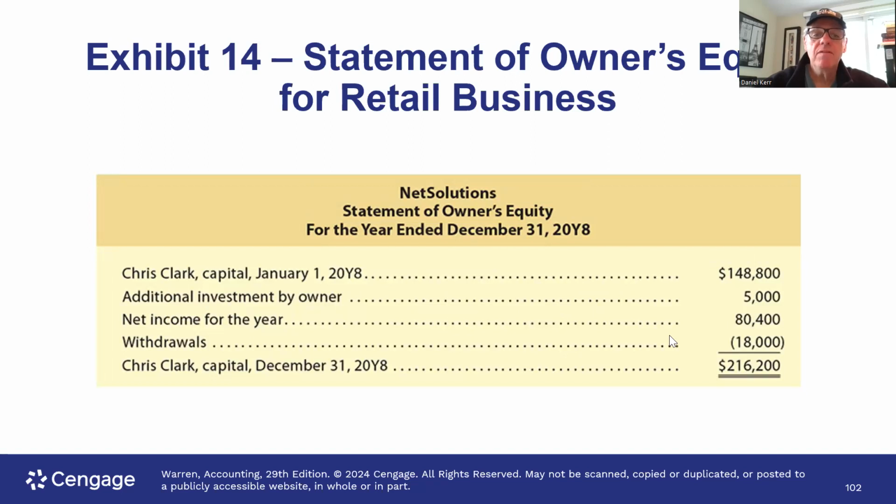The statement of owner's equity is the same for a retailer as it was for a merchandiser. So beginning capital plus additional investment plus additional net income minus withdrawals. Obviously, if you had a net loss for the year, that would be a subtraction rather than an addition.